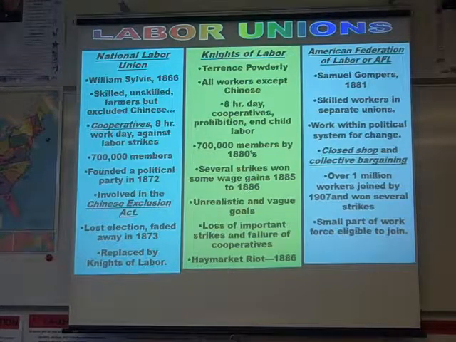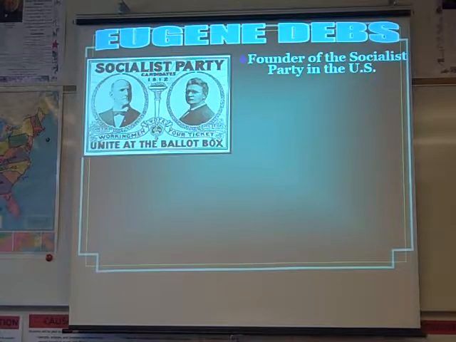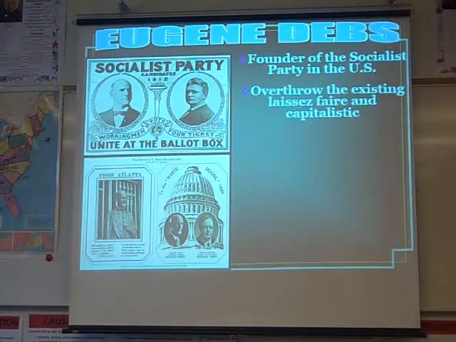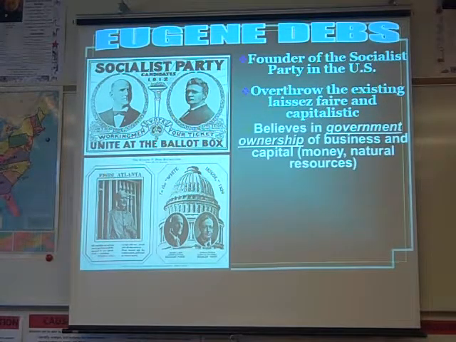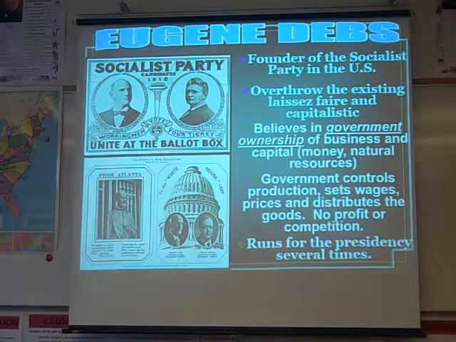There were other groups that were much, much more radical. In fact, we will see the rise of the American Socialist Party, led by Eugene Debs, in this time. Debs believed that we needed to overthrow the laissez-faire and capitalist system that existed within the United States, and that the only way our government could ever continue to truly function was if the government set controls for wages and prices and distribution of goods.